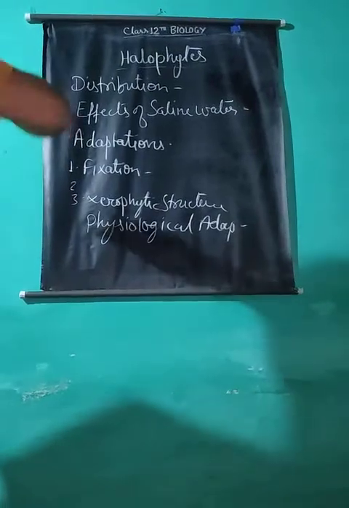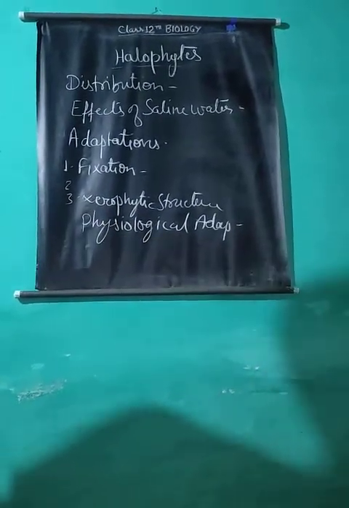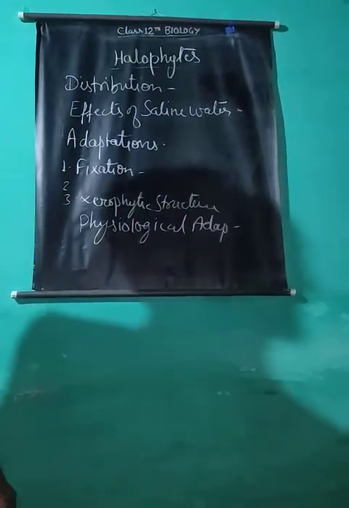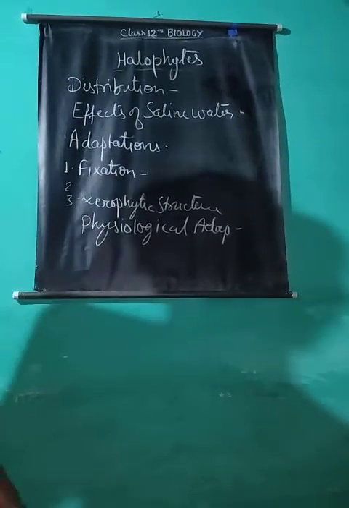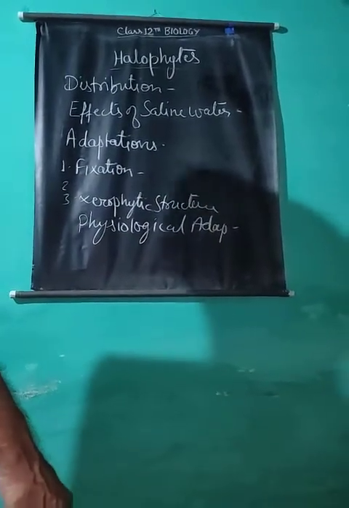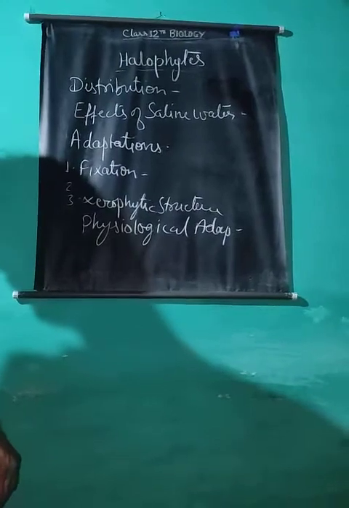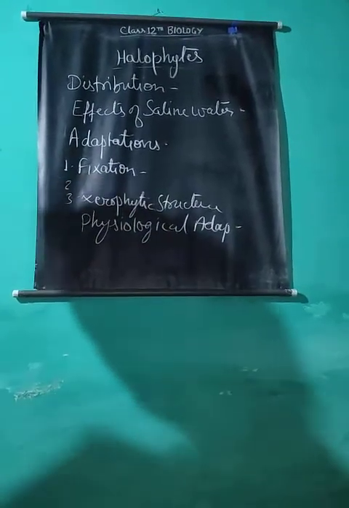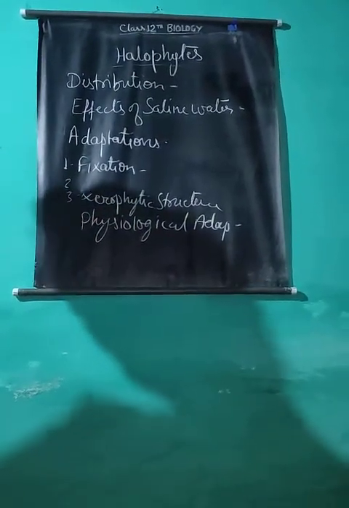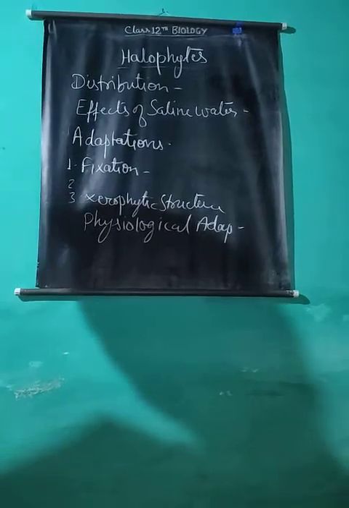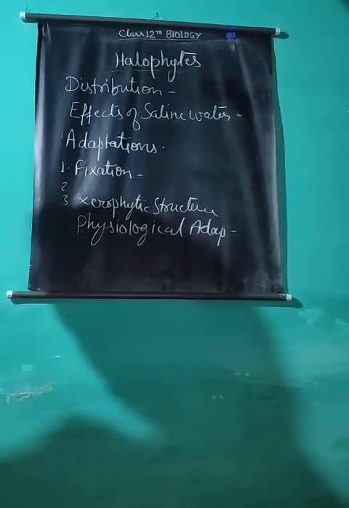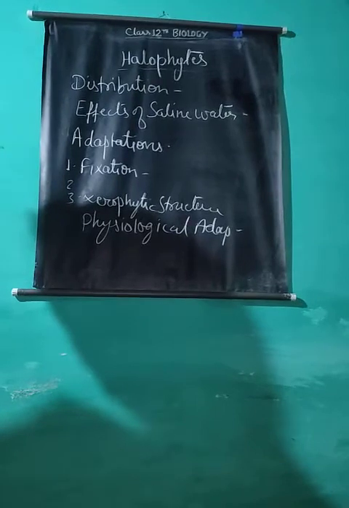Guttation you have read last year. Loss of water in the form of water droplets from the tip or margin of the leaves is called guttation. Osmotic concentration of cell sap is high and it helps to absorb plenty of water from saline soil. Capacity of crystallization of cellular salts.